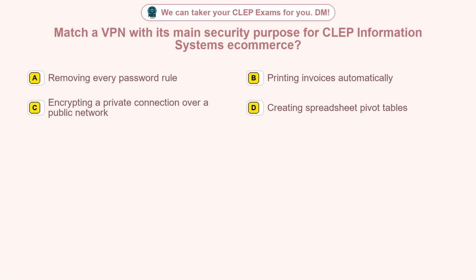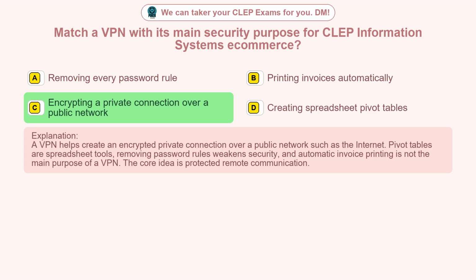Question 38. Match a VPN with its main security purpose for CLEP Information Systems Ecommerce. Option A. Removing every password rule. Option B. Printing invoices automatically. Option C. Encrypting a private connection over a public network. Option D. Creating spreadsheet pivot tables. The correct answer is option C. Encrypting a private connection over a public network.